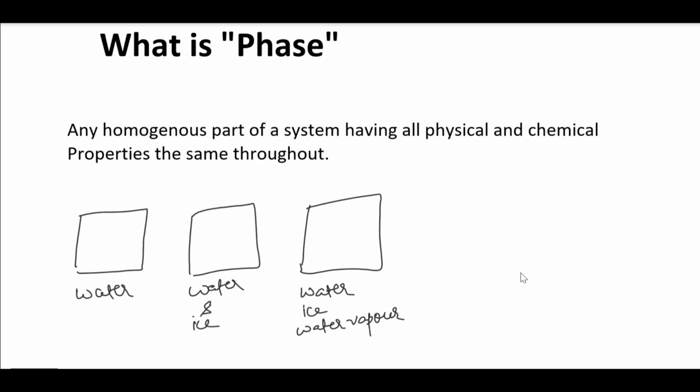So in the first container, there is only one phase present, that is the liquid phase. Hence, P is equal to 1. In the second container, there are two phases, solid and liquid. Hence, there are two phases present. In the third container, there is water, ice, and water vapor. Hence, there are three phases. A system containing similar phases or only one phase is called a homogeneous system, and a system containing two or more phases is called a heterogeneous system.